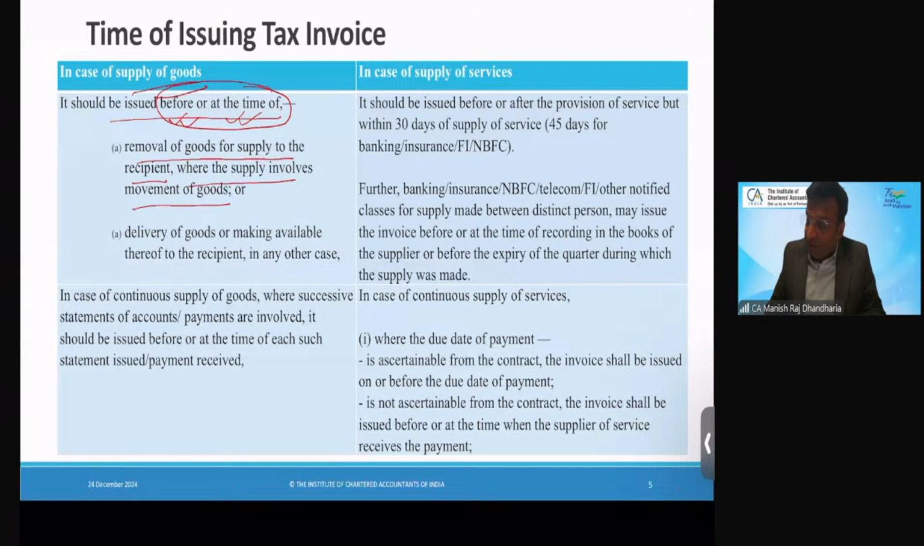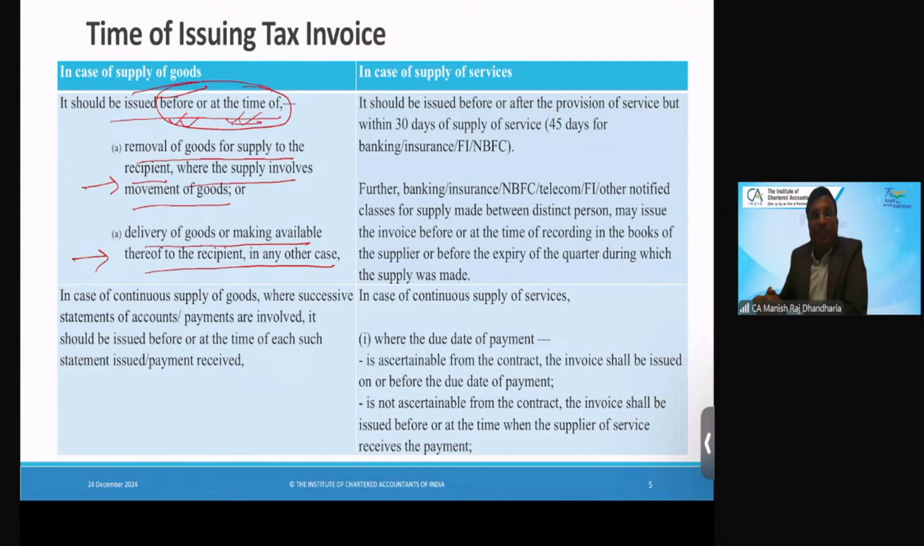Second case, when delivery of goods, at the time of delivery of goods or making available thereof to the recipient in India. मतलब आप एक्स फैक्ट्री सेल हो रहा है, कस्टमर आपके यहां से डिलीवरी ले लेगा. तो कस्टमर जब आपके यहां से डिलीवरी ले रहा है, that is as good as delivery from my side, but I am not making any movement. If I am making any movement, that will come in clause A. If I am not making any movement, then it will come in clause B.